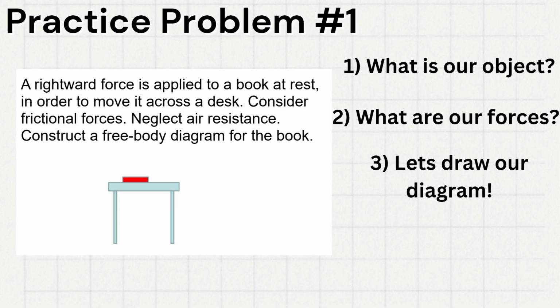Here is practice problem number 1. I'm going to read it out to you now. A rightward force is applied to a book at rest in order to move it across a desk. Consider frictional forces, neglect air resistance, then construct a free body diagram for the book.